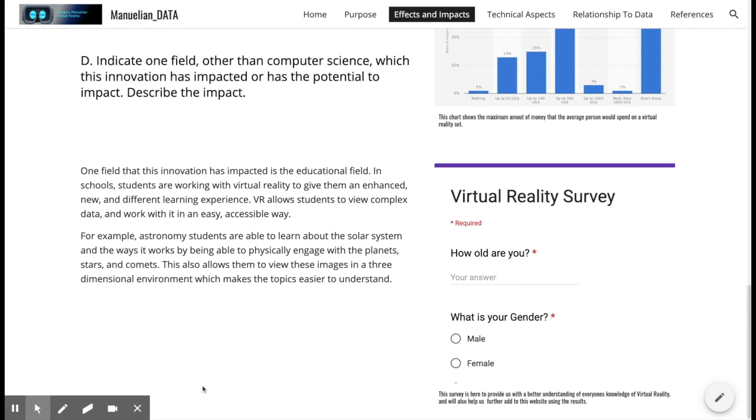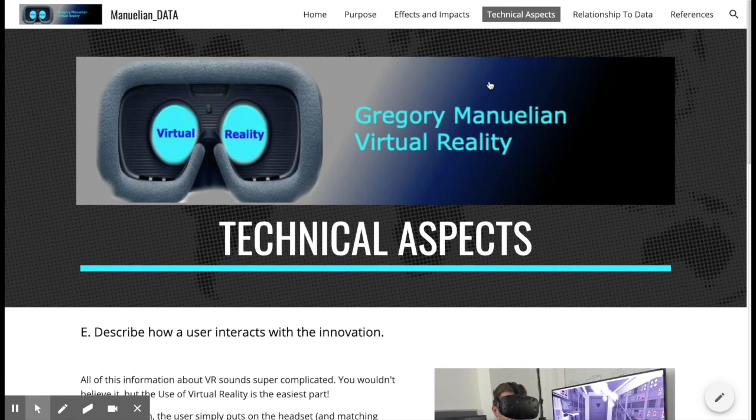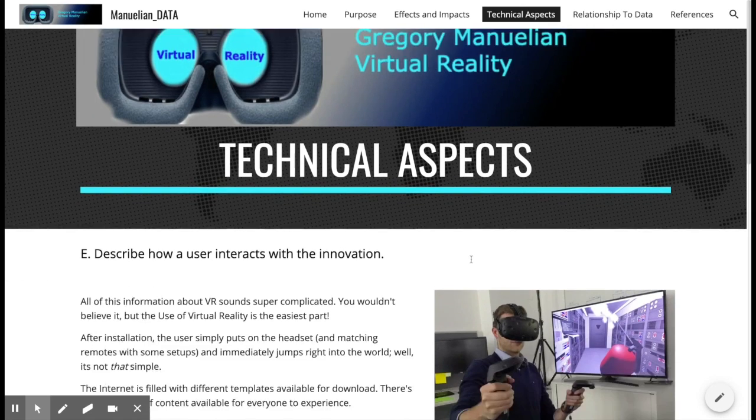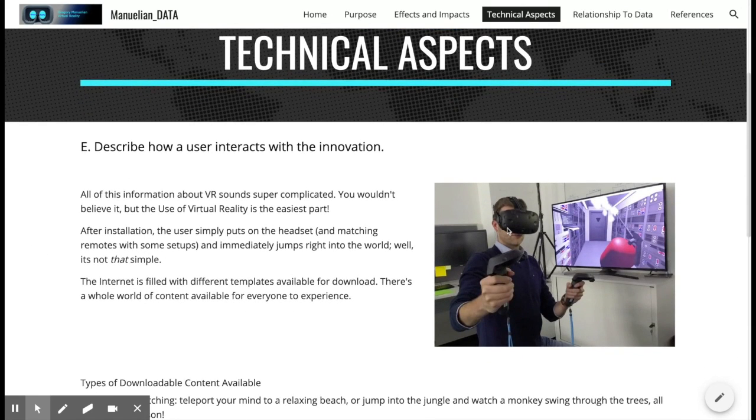I made this survey using a Google form, and I collected the data by distributing the survey out to friends and family. The next page of my website is the technical aspects page. This page is here to give the user a greater understanding of what virtual reality is and how it is used in the first person.